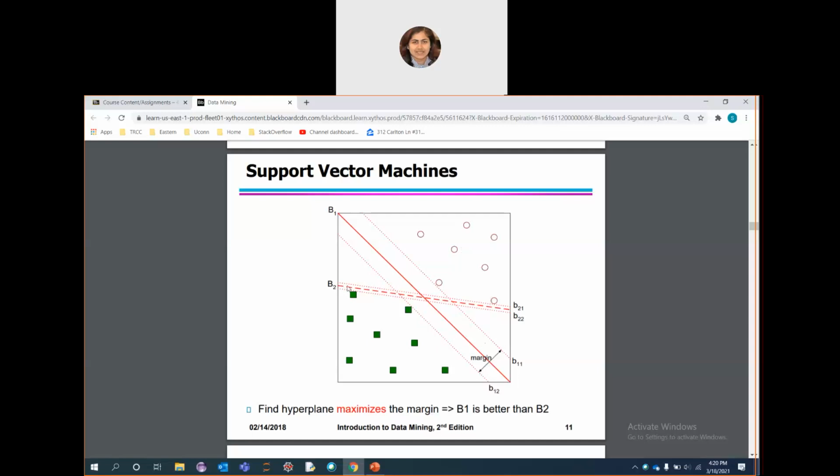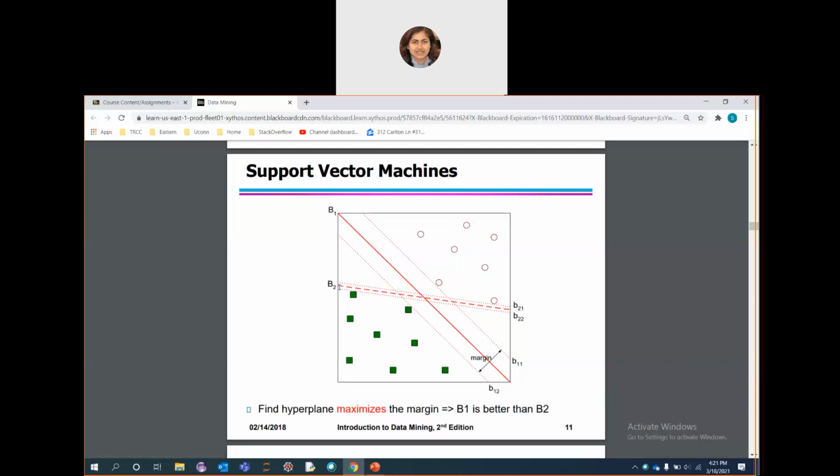So you have hyperplane B2 and hyperplane B1. B2 again has two different margins, that is b21 and b22, and for B1, small b11 and small b12. These are called margin hyperplanes. Just remember, the middle one is the main hyperplane, partitioning the two different data labels or data attributes. If you see the distance between the two margin hyperplanes, in the case of B1 it is more in comparison to the marginal hyperplane distance of B2.